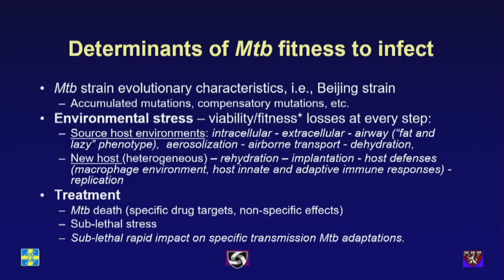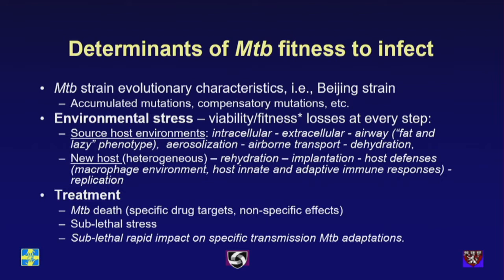So we talk about fitness to infect. There are the innate fitness characteristics which Sebastian and others have described, where, for example, the Beijing strains and certain other strains seem to have greater ability to infect and cause disease, largely determined by mutations, presumably, and compensatory mutations, as we've learned about as well.